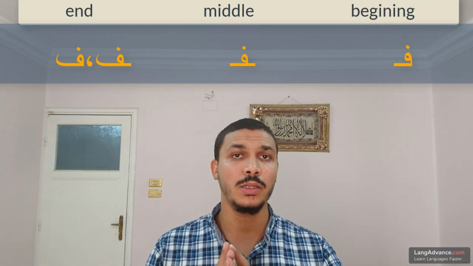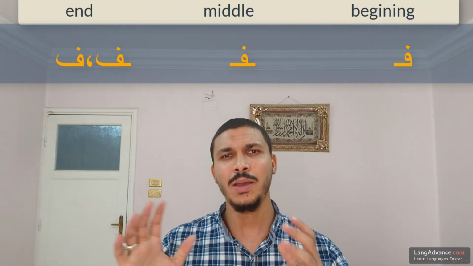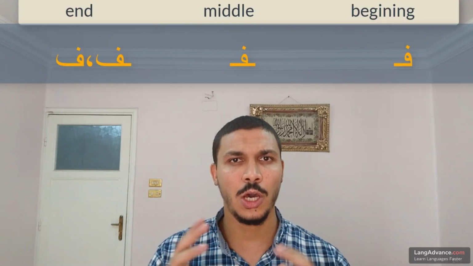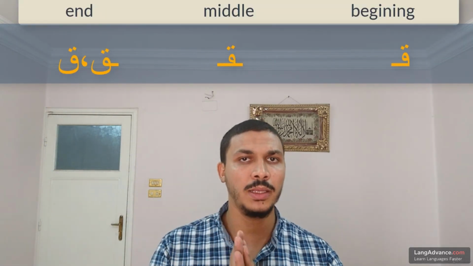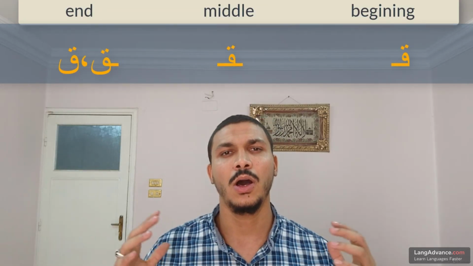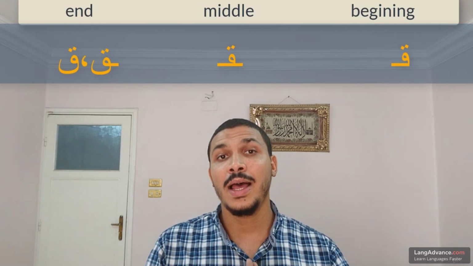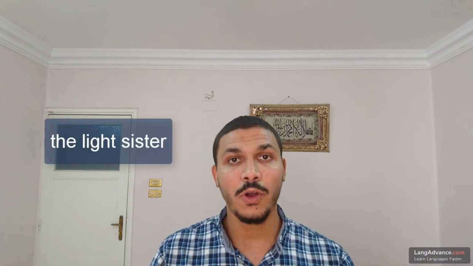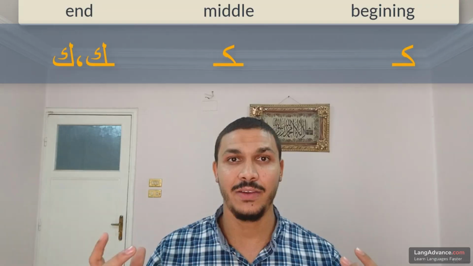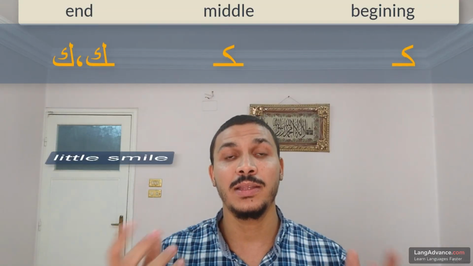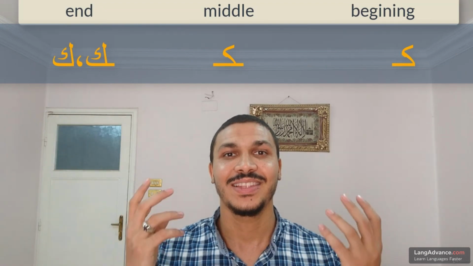Okay, now next, fa. Fa beginning, middle, at the end. These positions are similar. There is no big difference here. Okay, qaf. Qaf beginning, middle, at the end. Let's go to the light sister of qaf, which is kaf. You see? I showed you a little smile. This is how I pronounce it. Kaf beginning, middle, at the end.